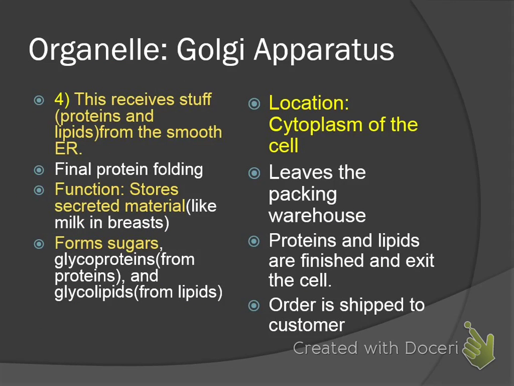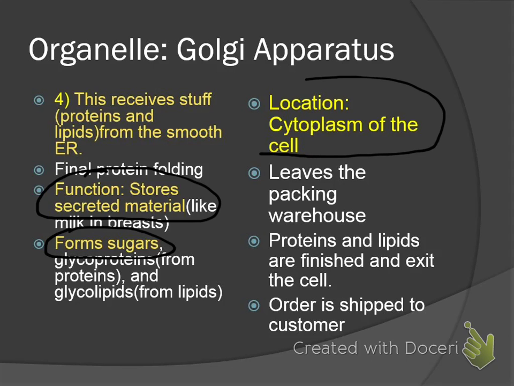Then you have the Golgi apparatus. This is not in your notes, but you do need to add it in there. The function is to package things. It stores secreted materials like breast milk, which is right here. It also helps package the final sugars, and it is located floating around in the cytoplasm of the cell.